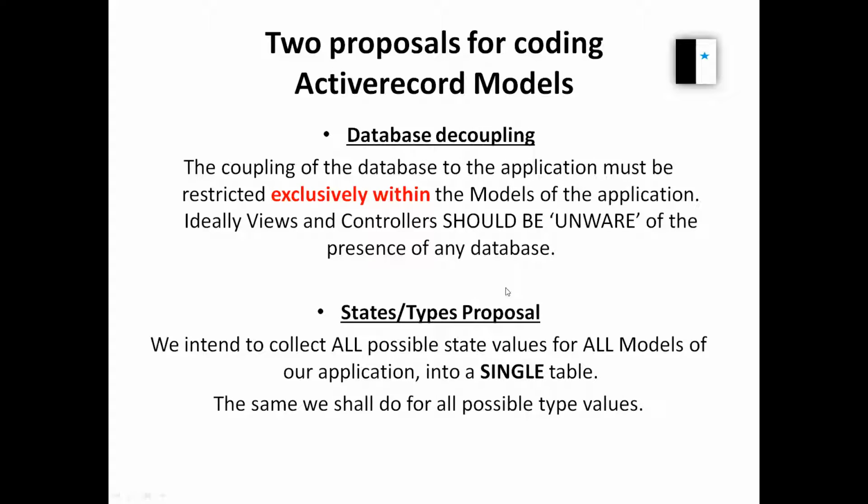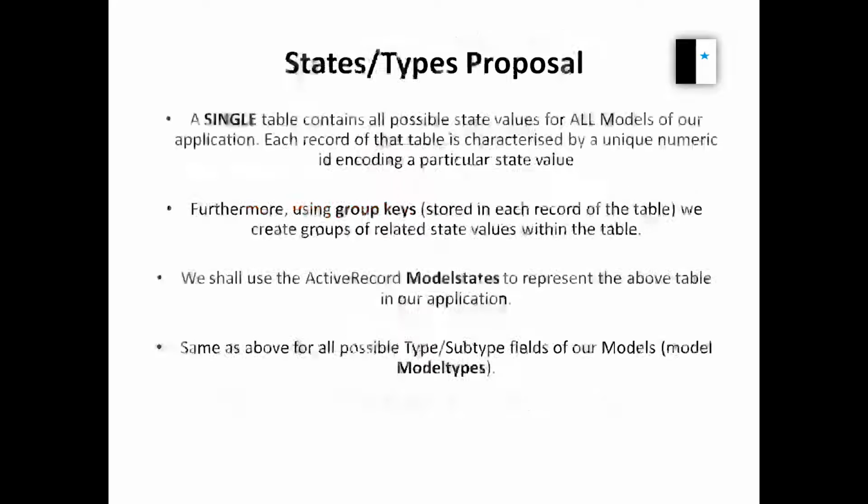The second proposal is much simpler as a concept. It's called the states types proposal. And it just says that we intend to collect all possible state values for all models of our application into a single table. And the same we shall do for all possible type values. Let's look at the implementation of the states proposal.